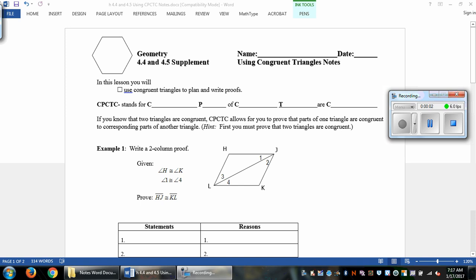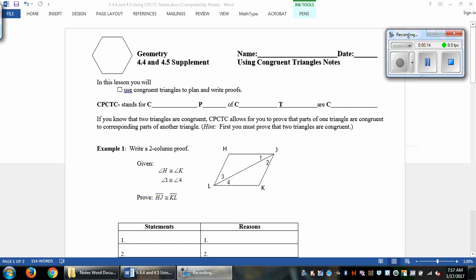All right, these are the 4445 notes for congruent triangles. Today we're going to look at what CPCTC stands for and how to use it. So to begin with, CPCTC stands for corresponding parts of congruent triangles are congruent.